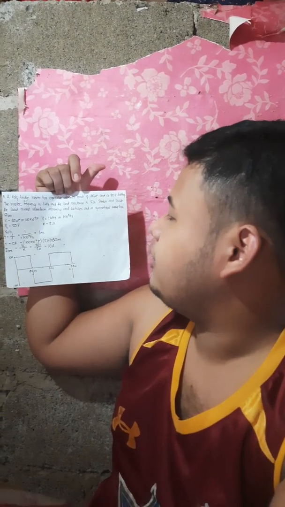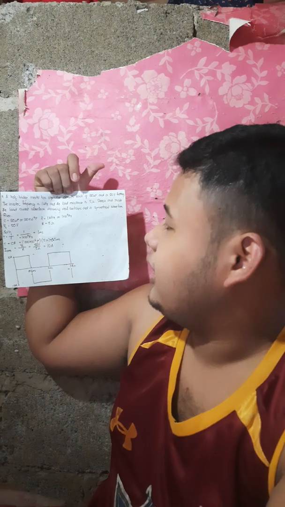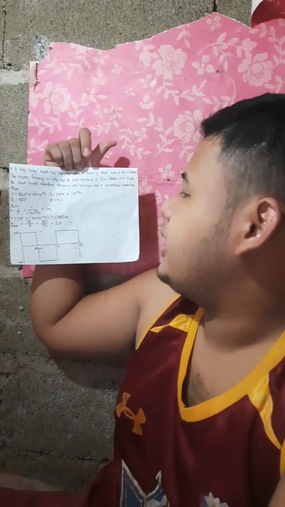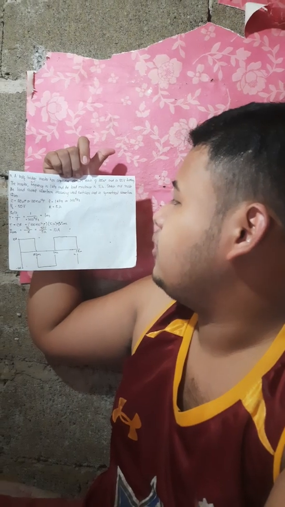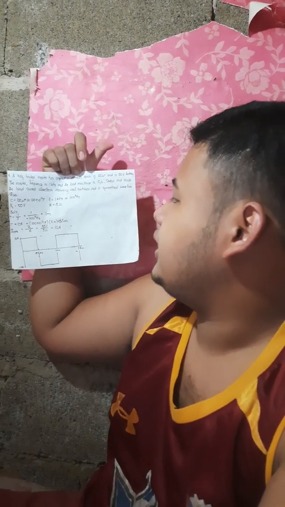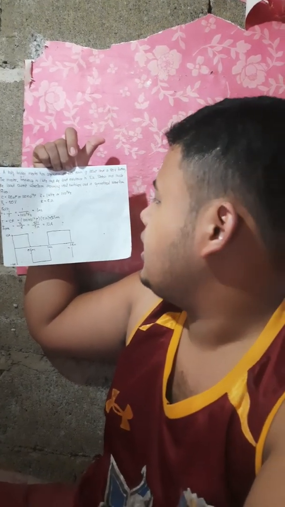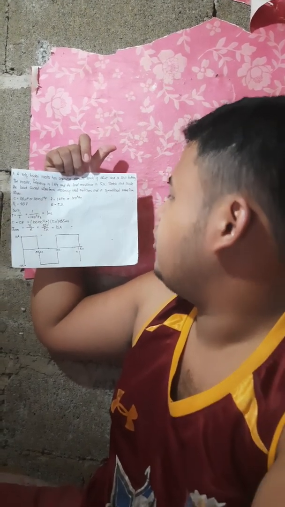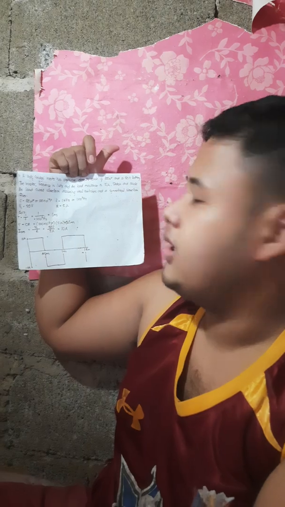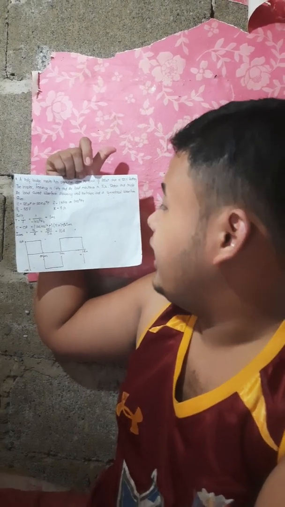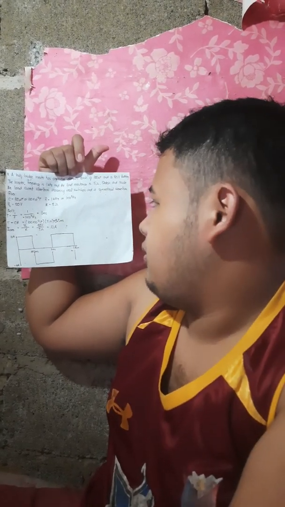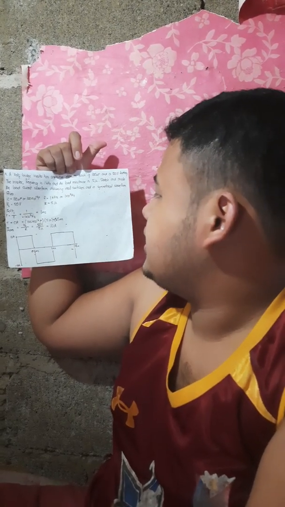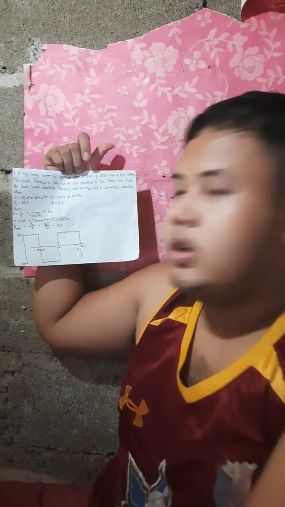So first we need to write the given. So C, or the capacitive, is equal to 100 microfarad. So we need to convert it into pure farad. So 100 times 10 to the power of negative 6. And frequency of 1 kilohertz. So we need to convert it into pure hertz: 1 times 10 to the power of 3 hertz. And for our volts, it is 50 volts from our battery. And resistance is 5 ohms.